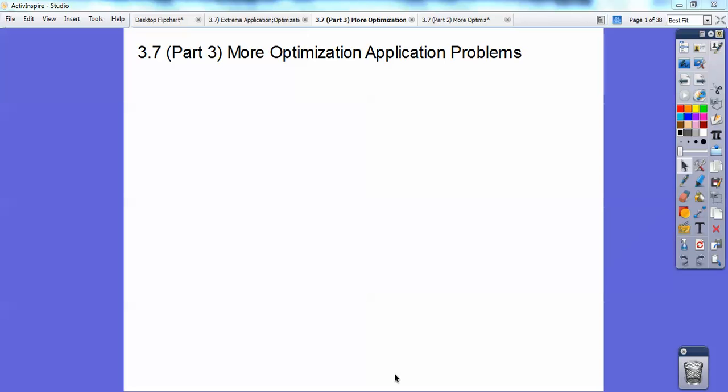Hey folks, this calculus lesson is part 3. I have a part 2 that I had lost in my computer somewhere. I'll dig it up, and if not, I'll just rebuild it. Anyways, this is part 3, more optimization application problems. Let's go ahead and begin, you guys.